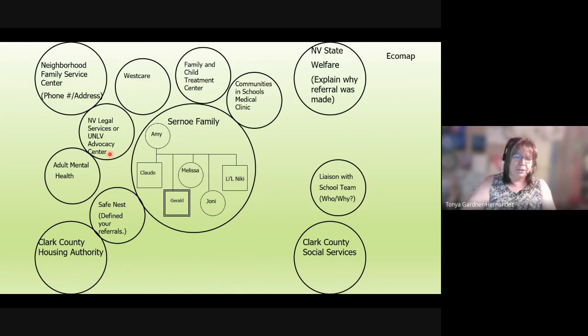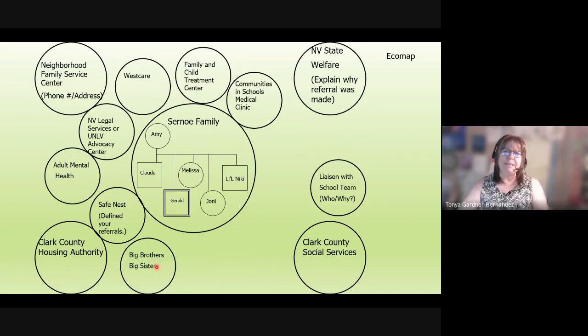Nevada Legal Center services at UNLV or the Advocacy Center for Amy, because she would like a divorce and restraining order and that kind of stuff that's happening. Also because Gerald is going to be going into court because of some of the things that he's done. So they might need some additional help with that, and Claude as well. So we want to make sure that we're covering all the bases. We might go to Big Brothers and Big Sisters to give mom a little bit of respite, if we can find a good big brother or big sister for little Nikki, Joni, or Melissa, even Gerald, if Gerald is willing to do that.